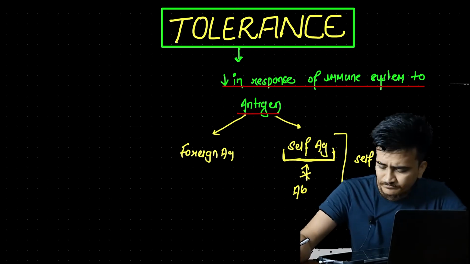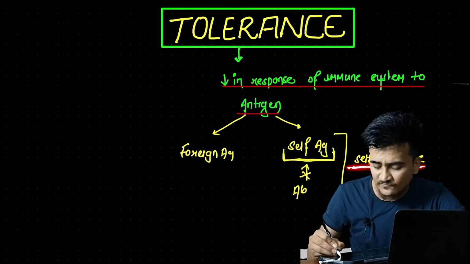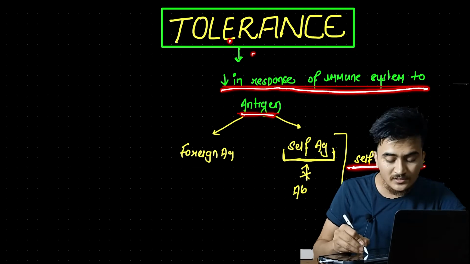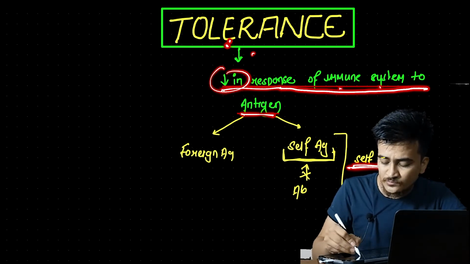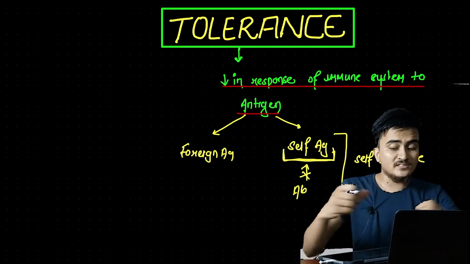Now, what is self tolerance? If tolerance was decrease in response of immune system to antigen, then what is self tolerance? Obviously decrease in response of immune system to what? Self antigen. That is what self tolerance is.